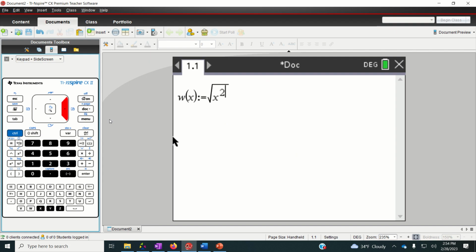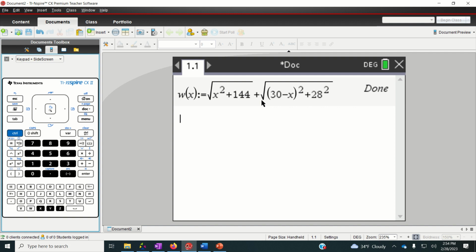So x squared plus 144, and then plus the square root of, and same thing, here we have 30 minus x squared plus 28 squared. All right, and we're done. We'll double check to make sure that's the same, and we're good to go.